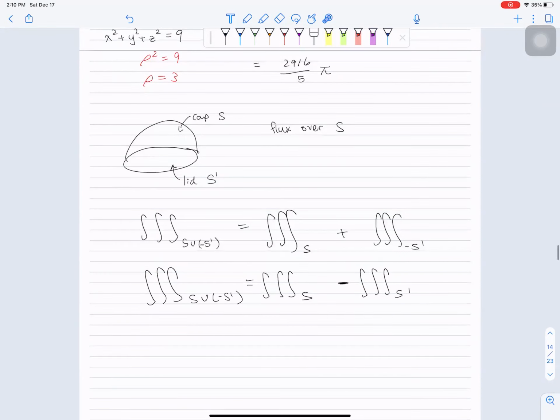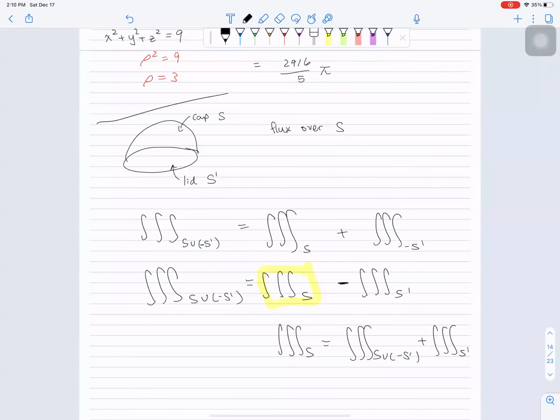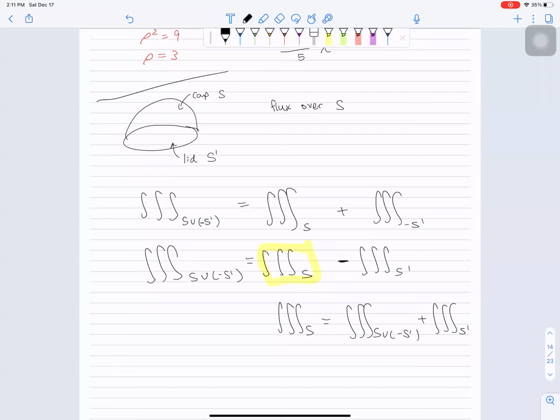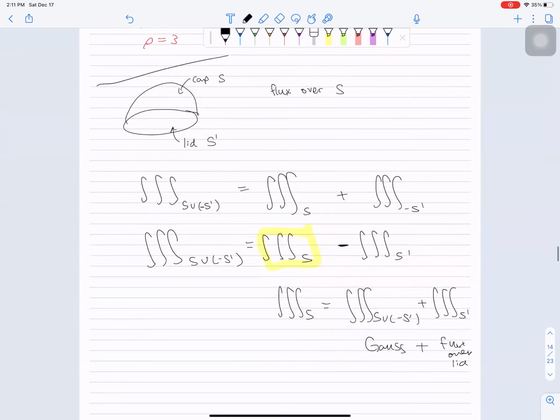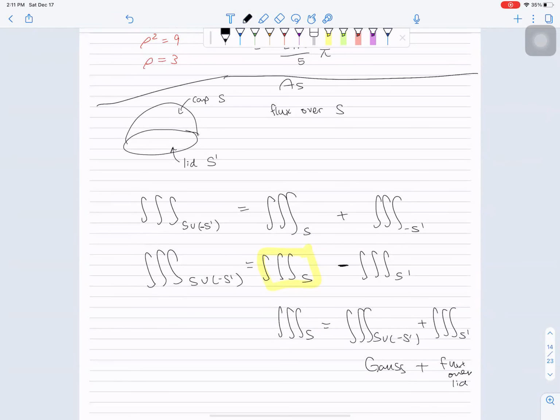But the original question would have been to find the flux over just S. And we see that we do have that flux over S part. So I can rewrite this and say the integral of S equals the whole thing plus the integral over the lid. So if you're just finding flux over the cap part without the lid, you can imagine that it's closed and use Gauss. Then you add it with the flux over the lid part only, and that will give you your answer. This was just an aside question.